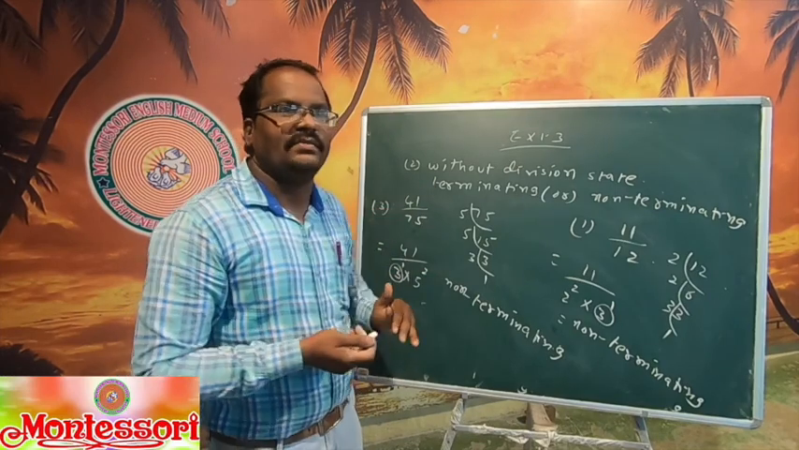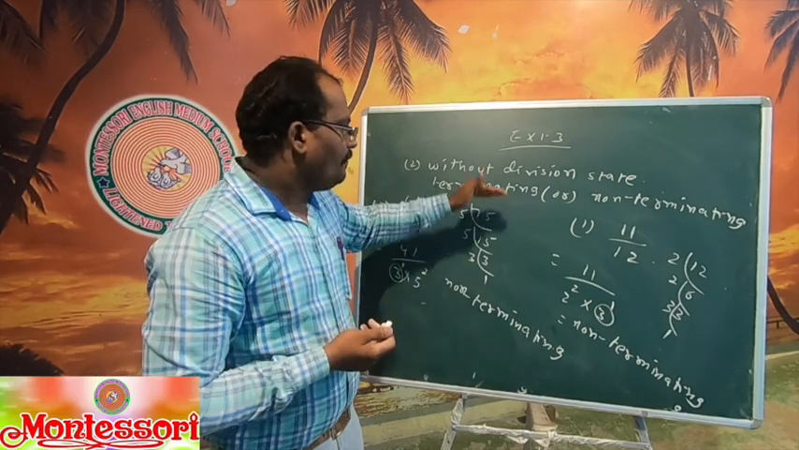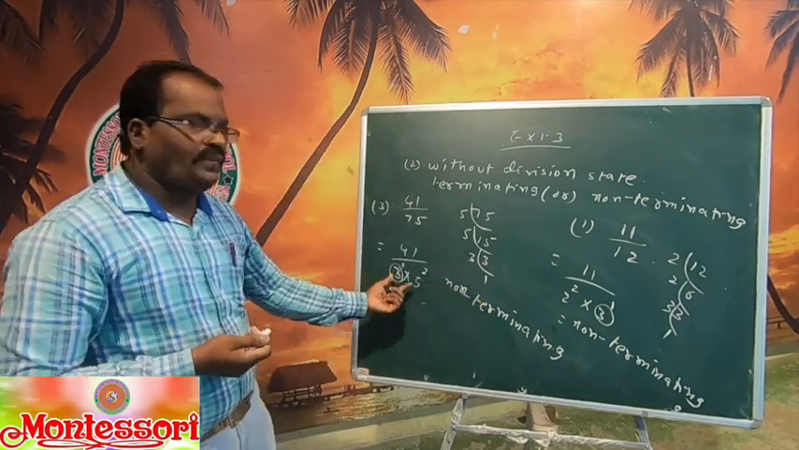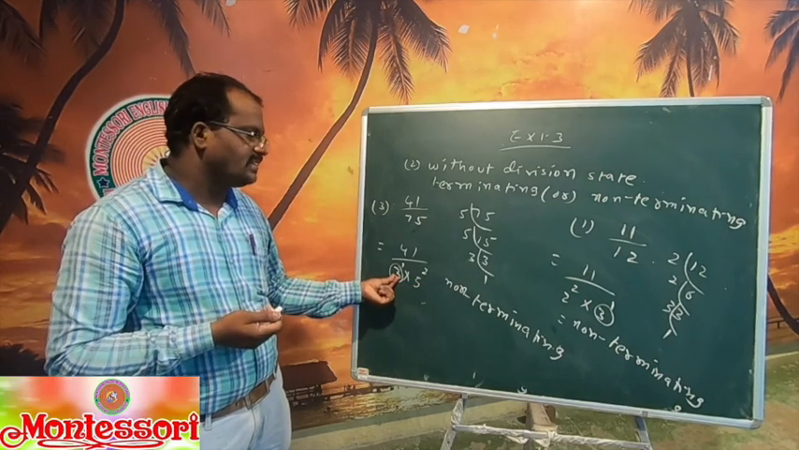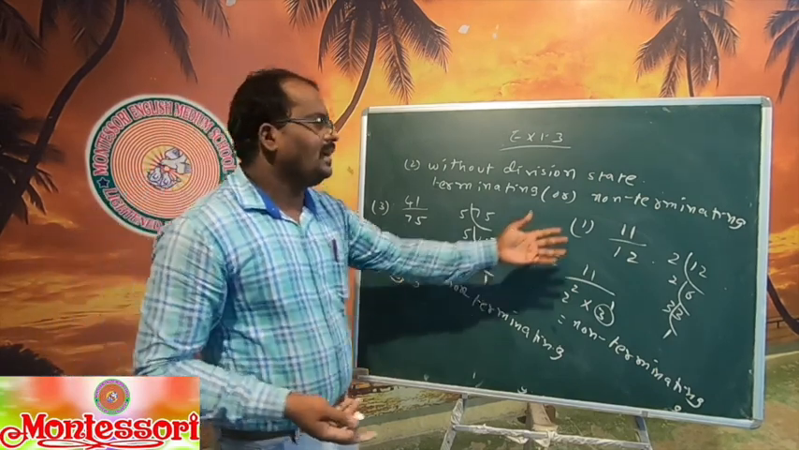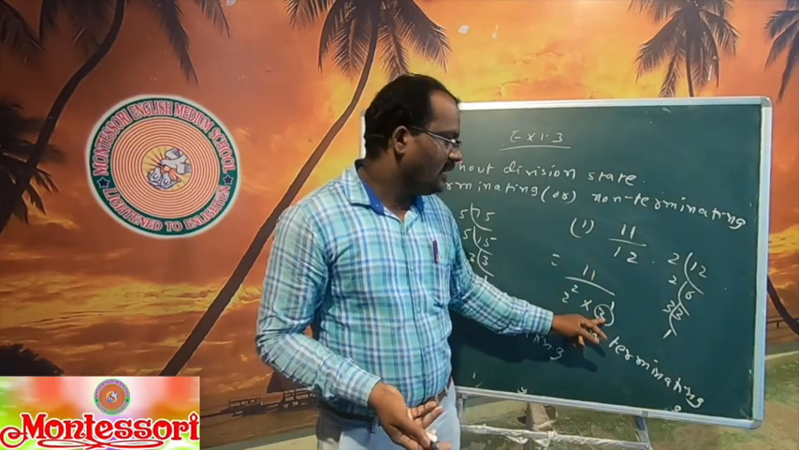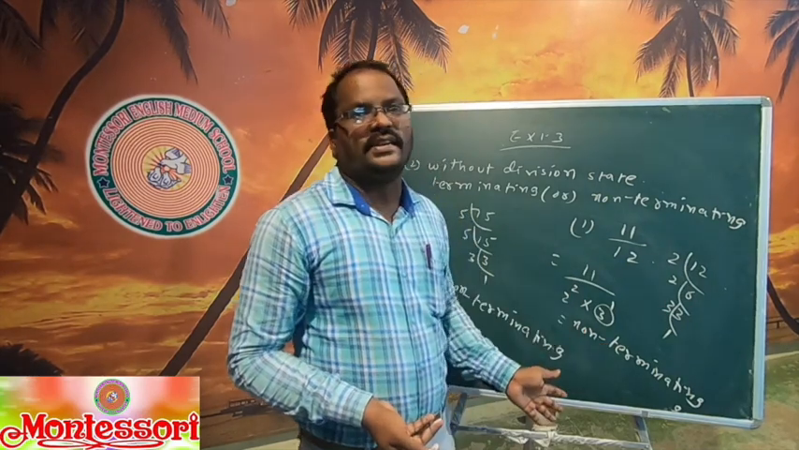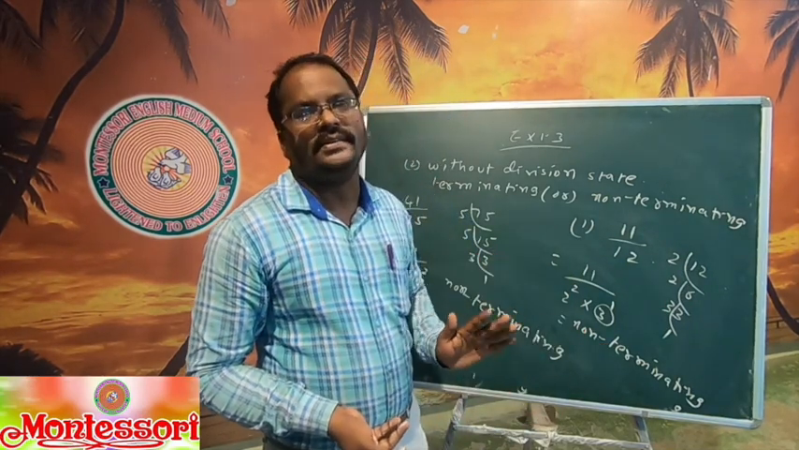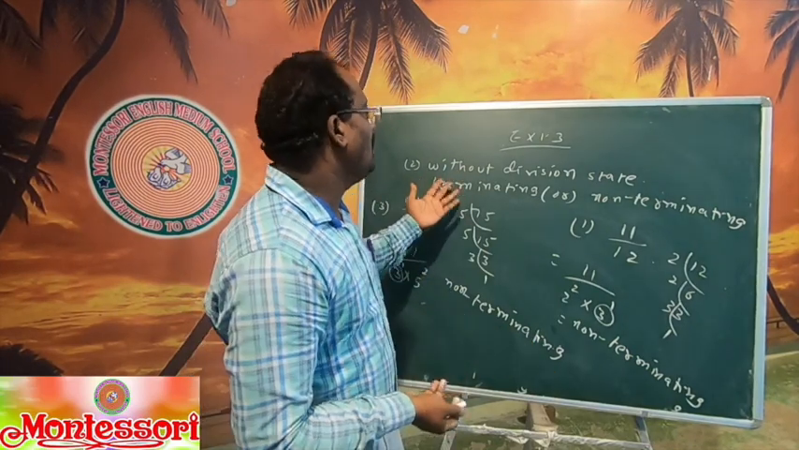Whenever a fraction is given, you should observe the denominator. Find the factors. So you write the factors here: 3 into 5 square. But here we need 2, but here 3 is there, so it is called non-terminating. Here 11 by 12: 2 square, but along with it you need 5, but here 3 is there. So then it is called non-terminating. Only 2 factors, only 5 factors, or a combination of 2 and 5 is always called terminating decimals.